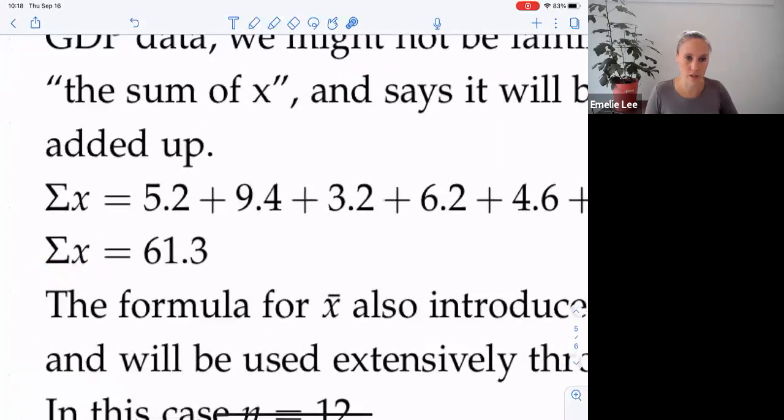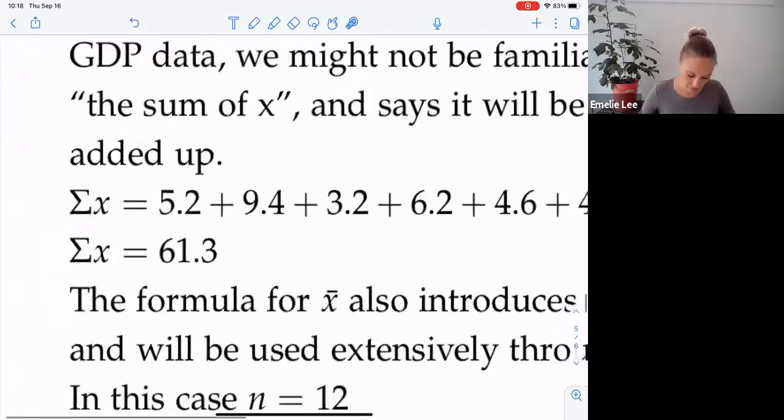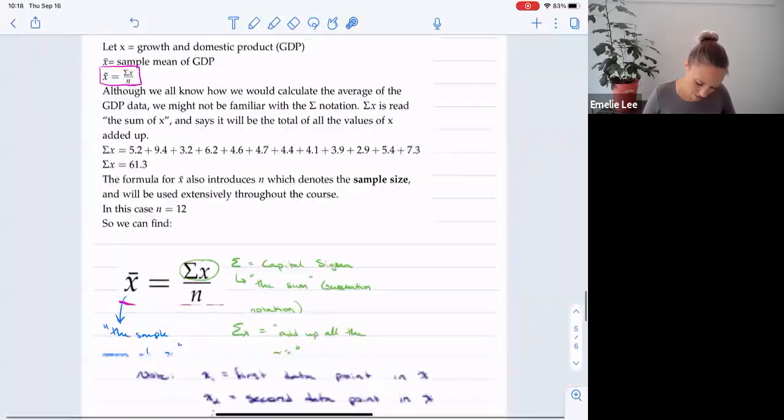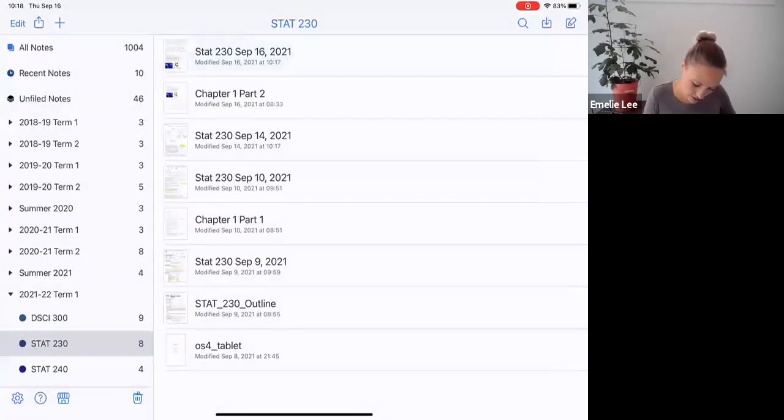Oh, sorry, it's just catching up. The sum of x is 61.3. Okay, so if you add those all up, you get 61.3. So now this is a placeholder for the sum of those x's. Okay, and so here, let's see here.